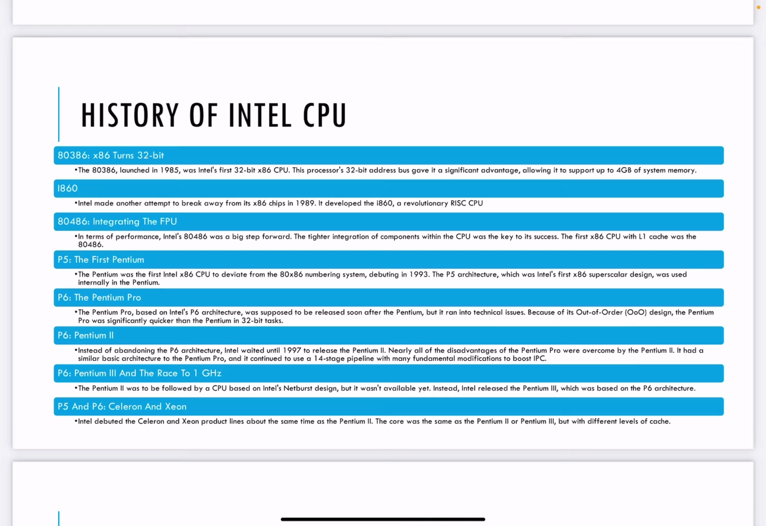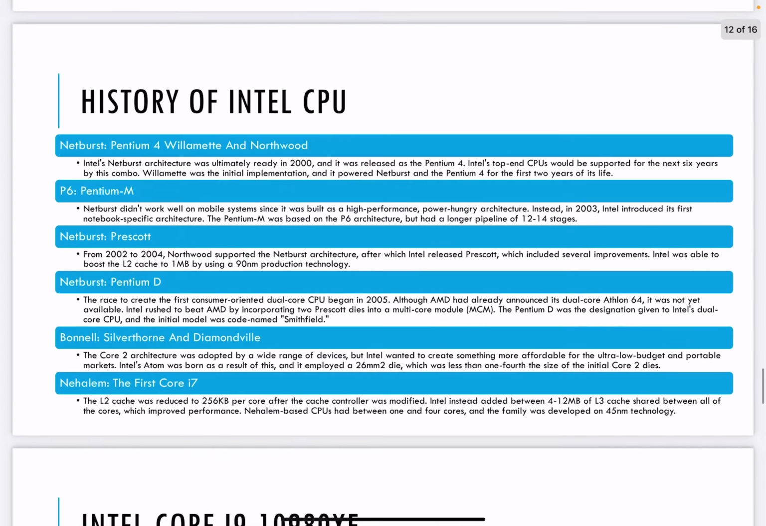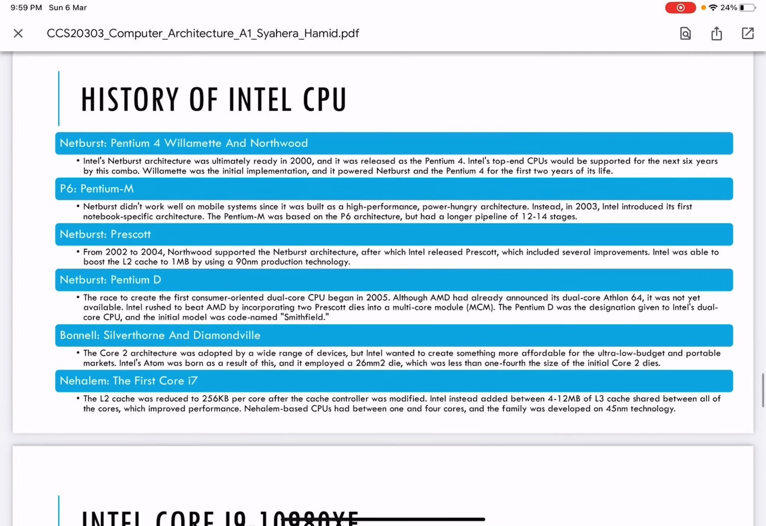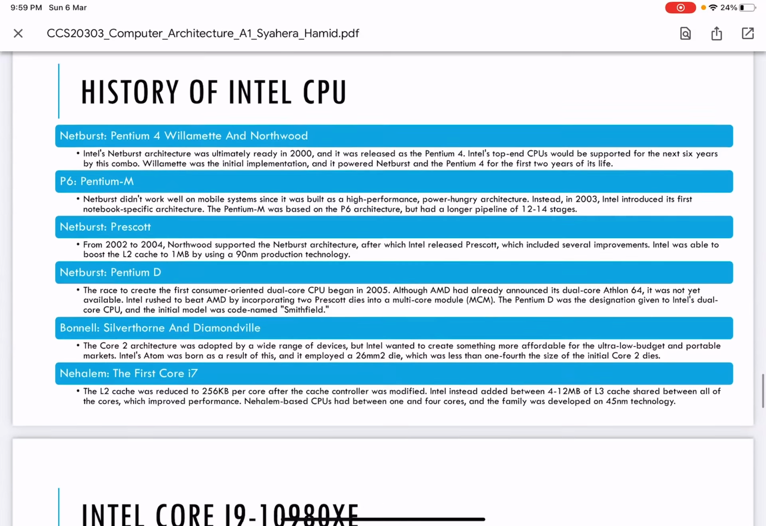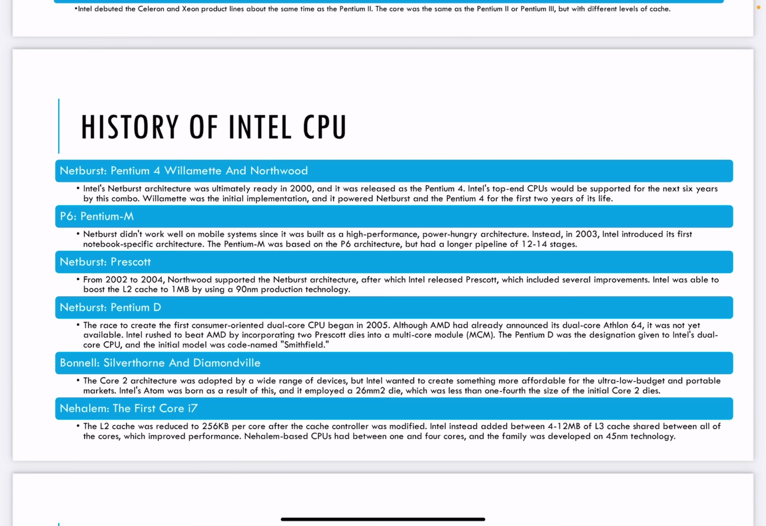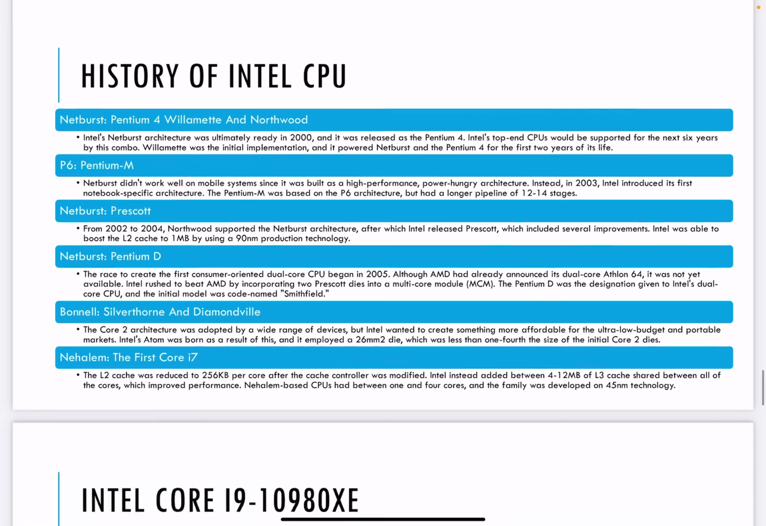P5 is the first Pentium, and then P6 the Pentium Pro, P6 Pentium 2, 3 and the rest of the 1 GHz, P5 and P6 Celeron and Xeon. The core is the same as the Pentium 2 and 3 but with different levels of cache. And then starting with NetBurst, Pentium 4 Willamette and Northwood, P6 Pentium M, NetBurst Prescott, NetBurst Pentium D, Bonnell, Silvermont and Diamondville, and lastly the Nehalem, the first Core i7.